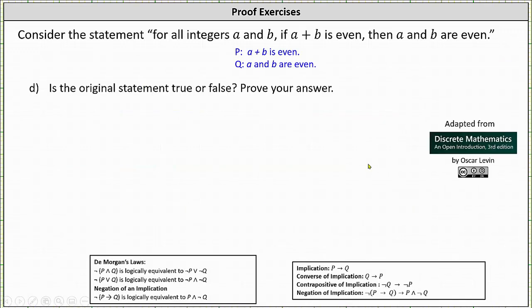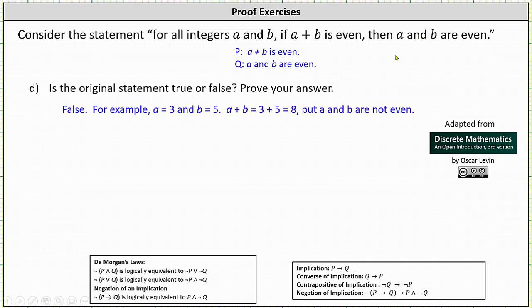For part D, is the original statement true or false? Provide a proof. Again, the original statement is for all integers a and b, if a plus b is even, then a and b are even. This statement is actually false because we can easily find two integers that are not even and the sum is even. For example, if a equals 3 and b equals 5, a plus b is equal to 8, which is even, but a and b are not even. Remember, examples can't be used to show something is true unless we have an existential statement, but we can use examples to prove a statement is false.